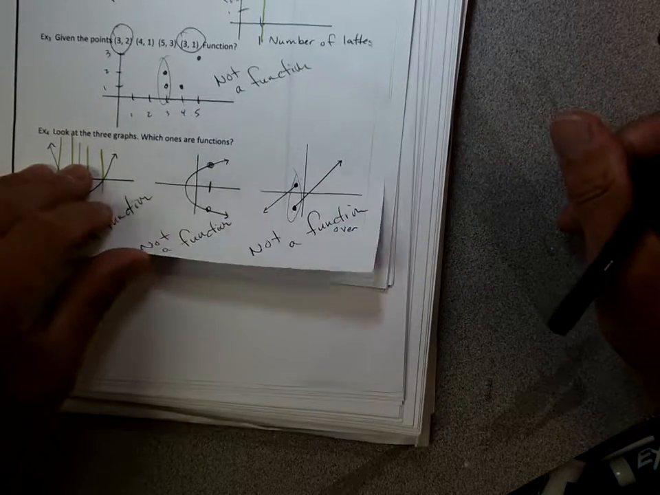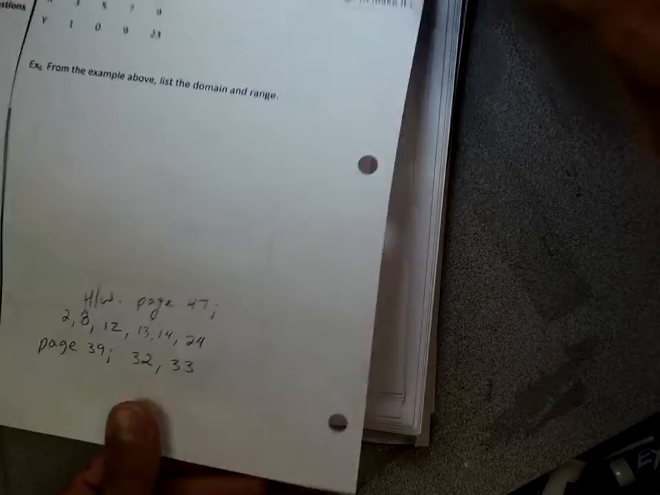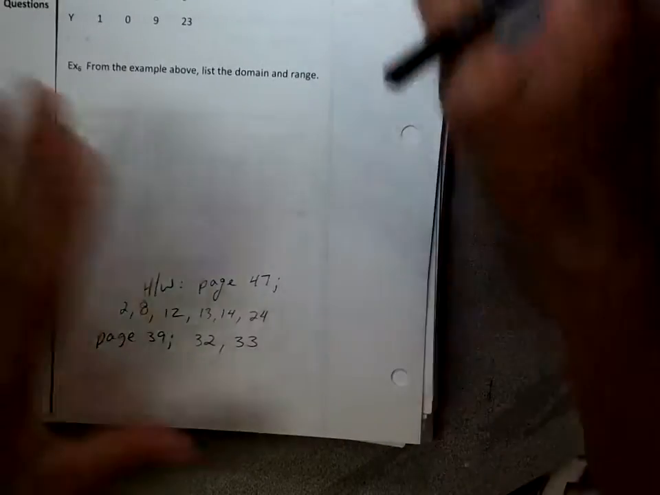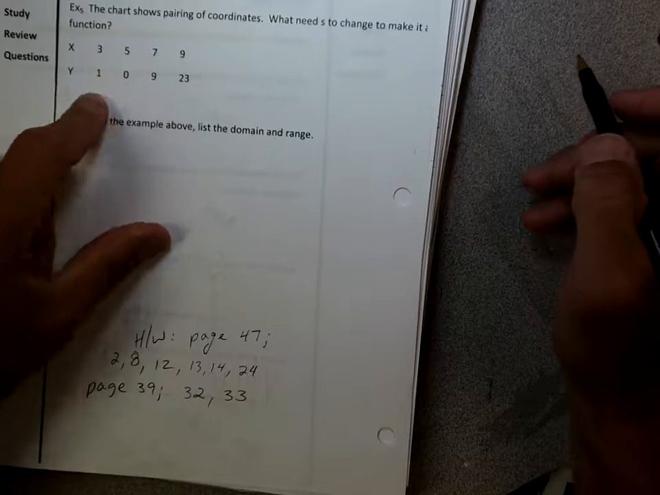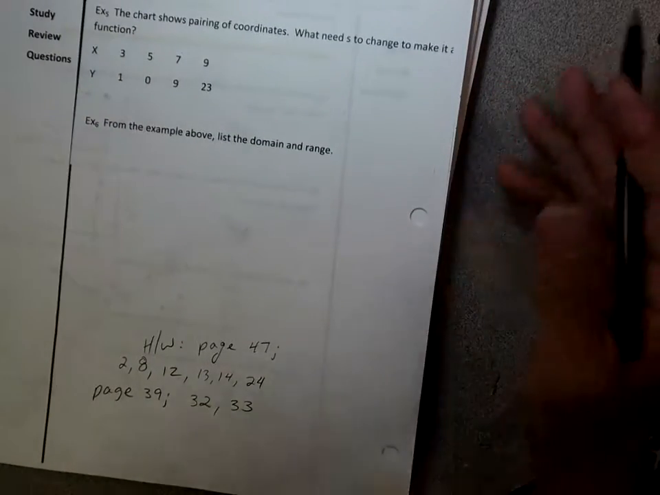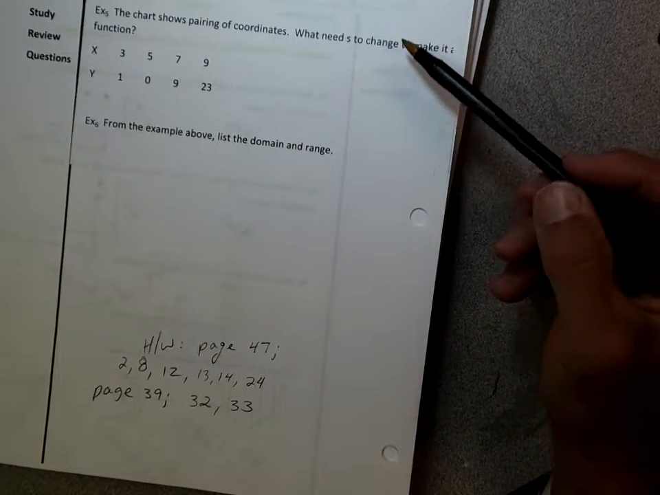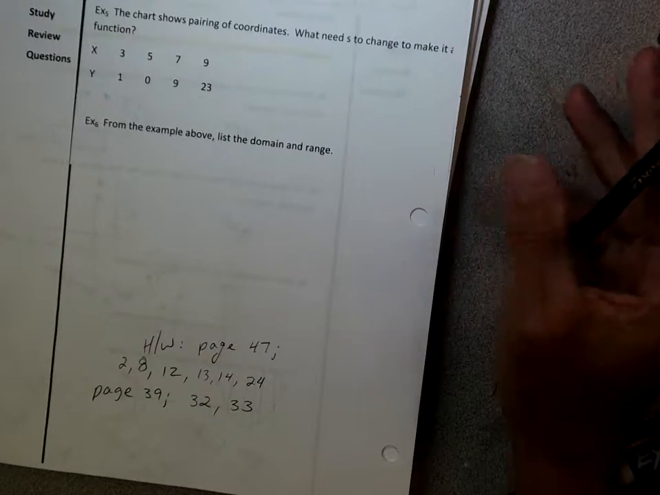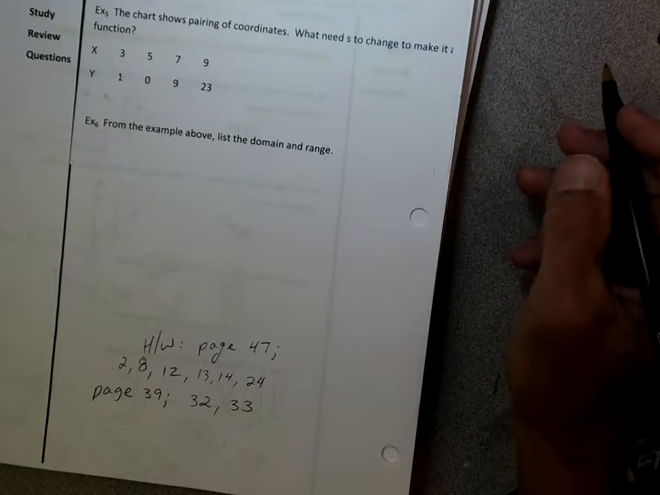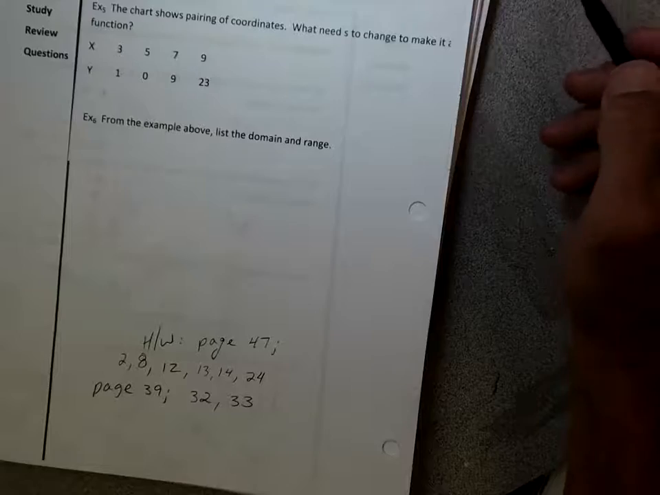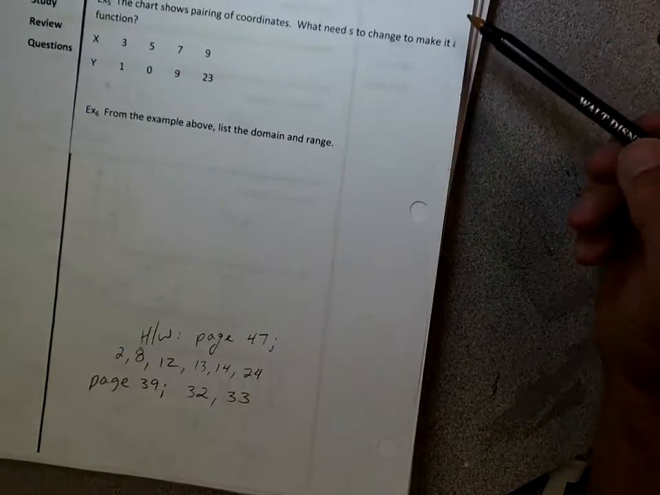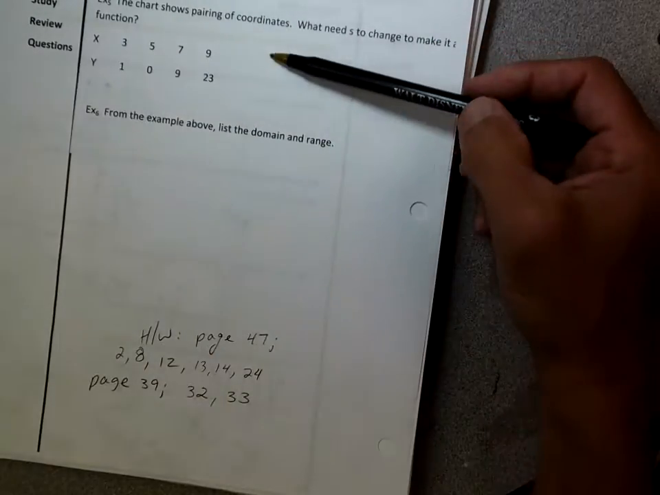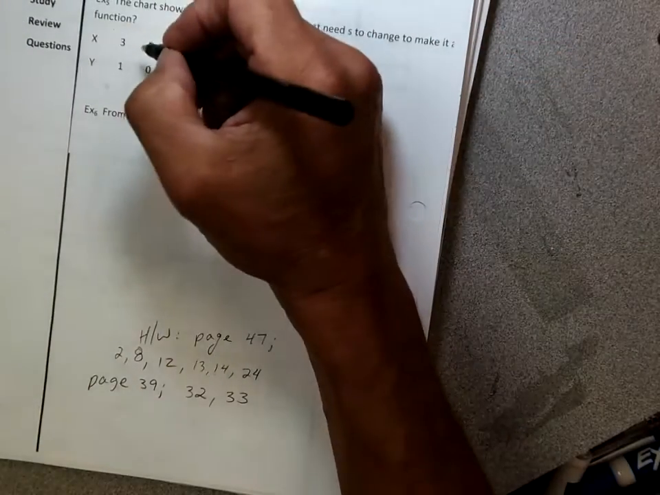Okay, turn it to the other side. The chart shows pairing of coordinates. What needs to change to make it a function, okay? Well, let's just take a look at it. Is it a function? Yes or no? 3 and 1. 3 goes to 1. I agree with that. Does 3 go to any others? No, it's a function. Right?